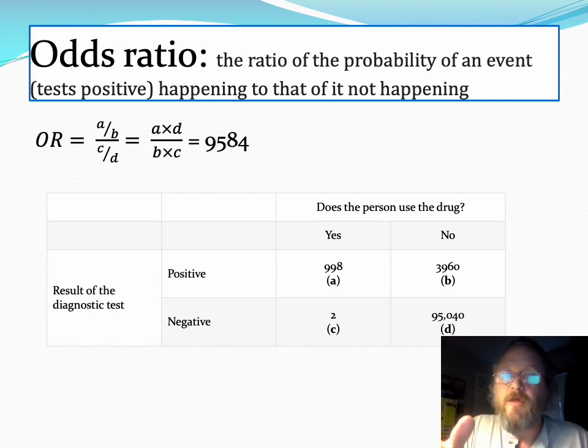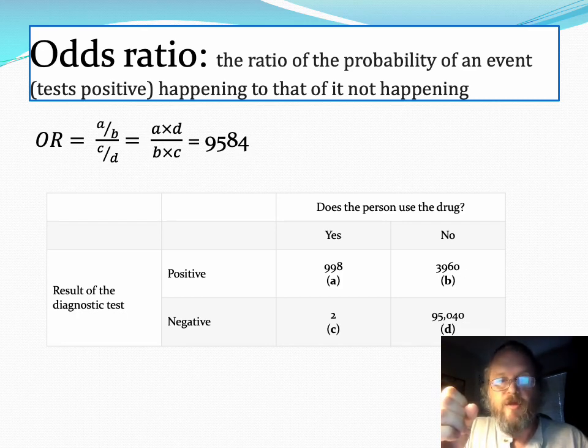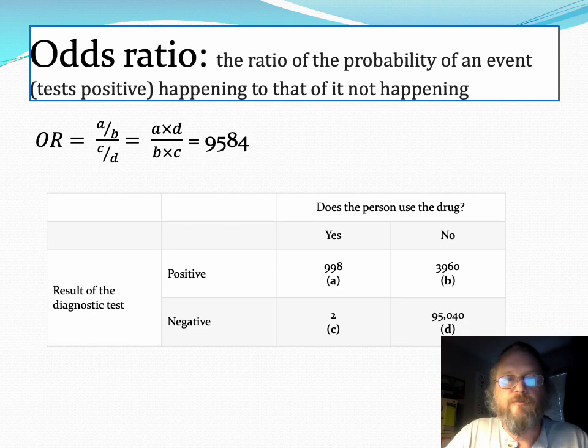So if there's nothing going on, the odds ratio is going to be about 1. So a large odds ratio says that this test is really, really good at what it does, that it detects positive readings, and the more likely the positives are, that's our best guess as the truth. Okay?